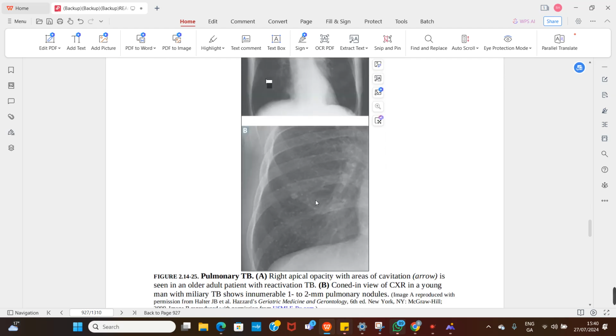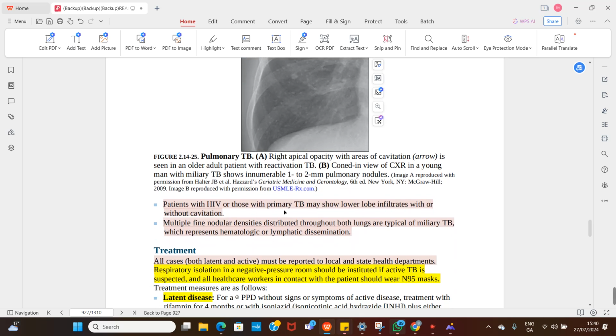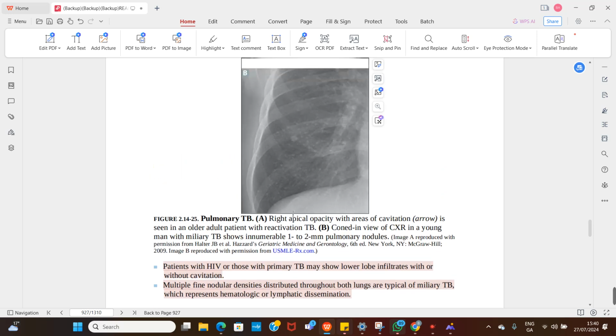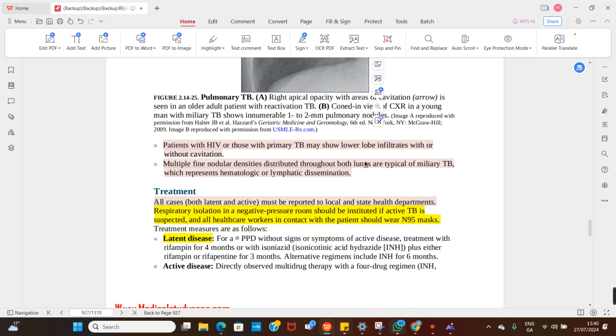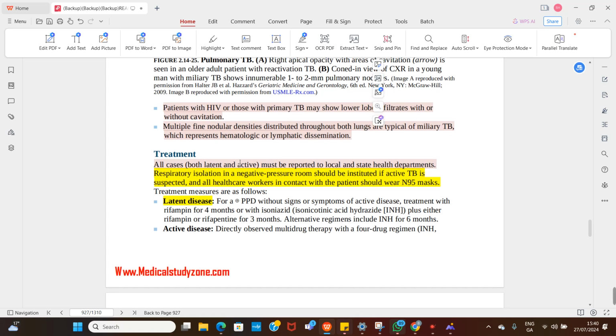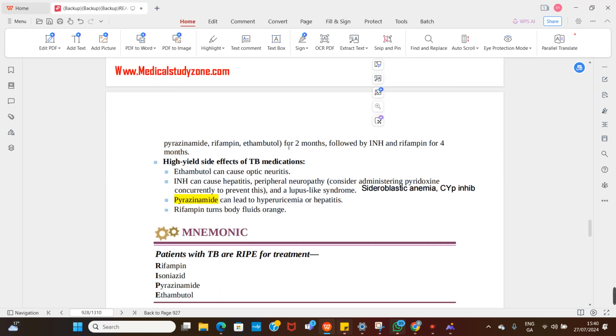You can see this nodule, millet-like dissemination. So this means that TB has spread to the blood. So this is what we call the miliary TB. You can see these millet-like nodules. People with HIV or people with primary TB can have their lesion in the lower lobe, because HIV patients might not have adequate immune response to take the lesion up. So the lesions will still be confined to where the primary site is, which is at the lower part. You can see the nodules disseminated in a miliary TB, which indicates hematogenous or lymphatic dissemination. Now, this is where you will need to calm down again.